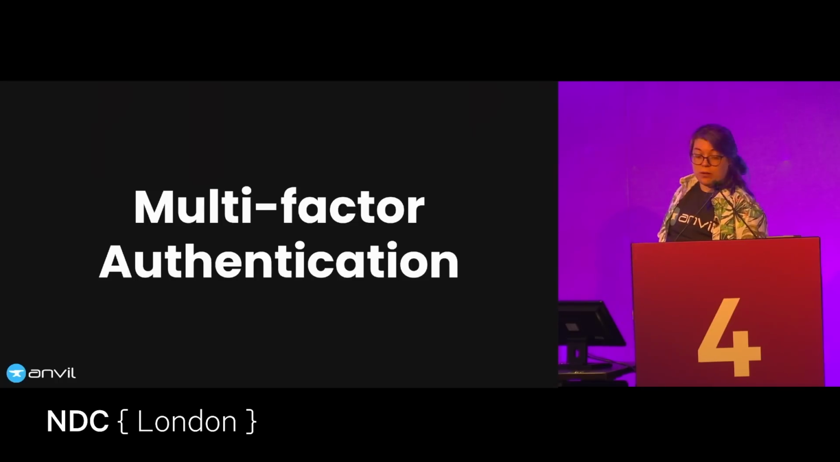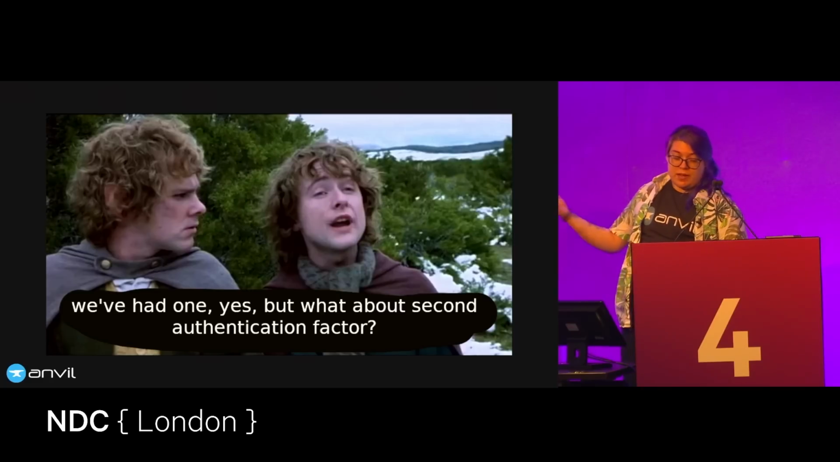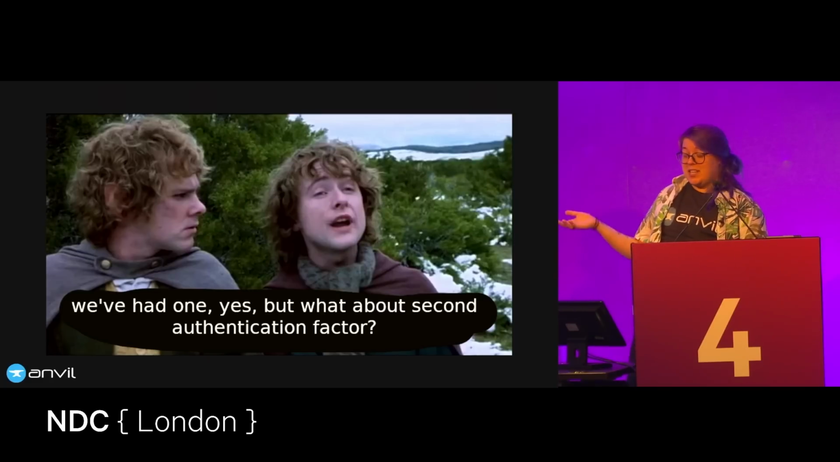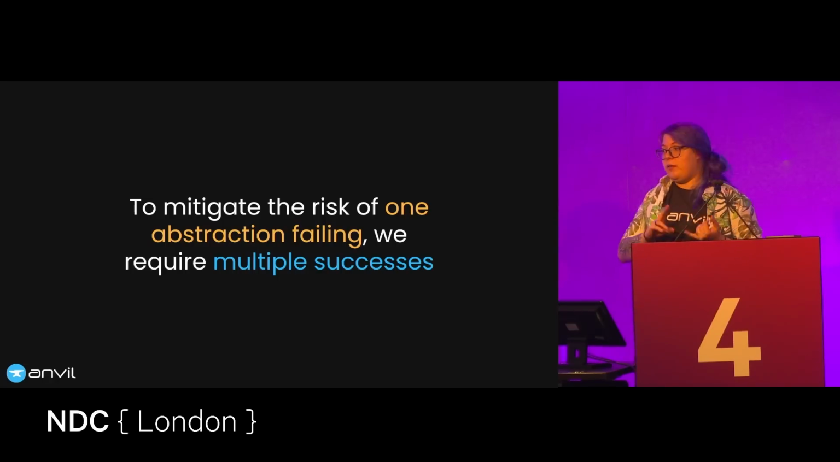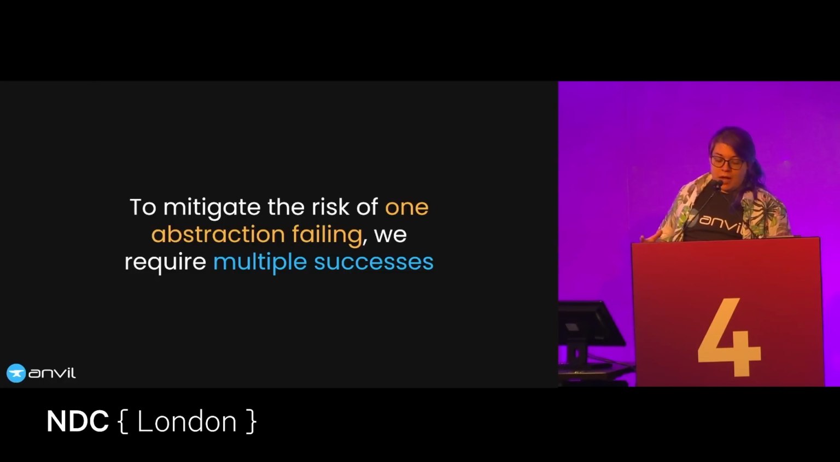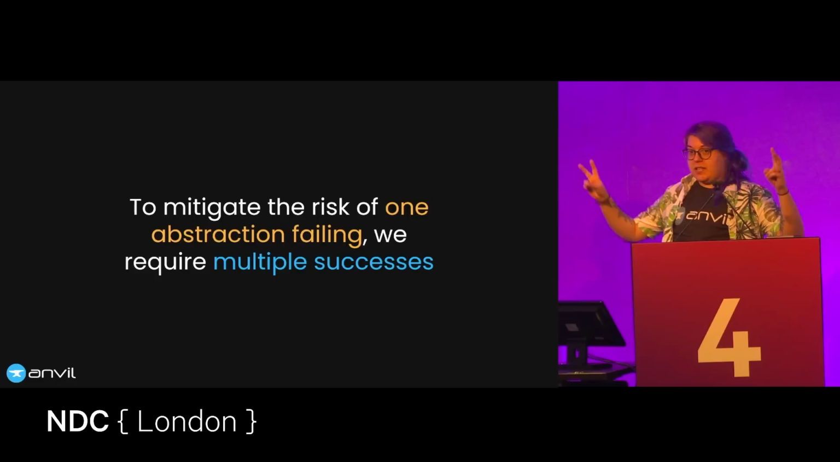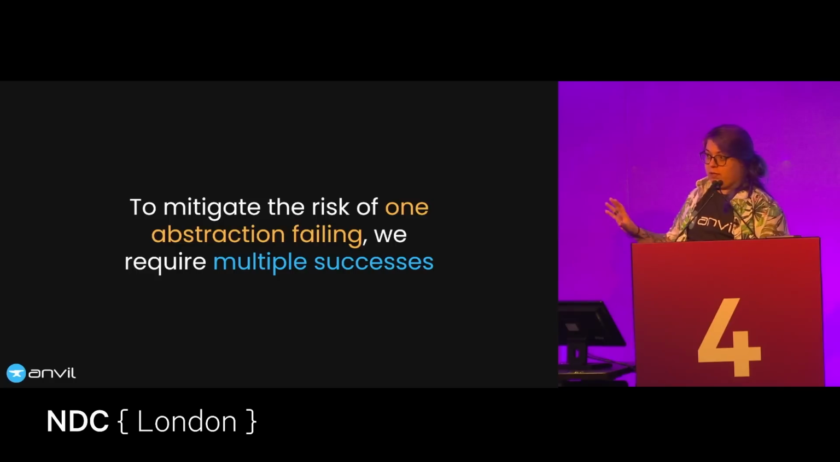We have my single Lord of the Rings meme for this talk. We've had one, yes, but what about a second authentication factor? If we think about authentication as an abstraction over identity, it's essentially the same as saying, well, if one abstraction fails, if somebody else did get hold of my password, let's require another kind of success as an extra layer of security. And there are these authentication factors, like the proxies that we use for identity, that generally fall into three camps.